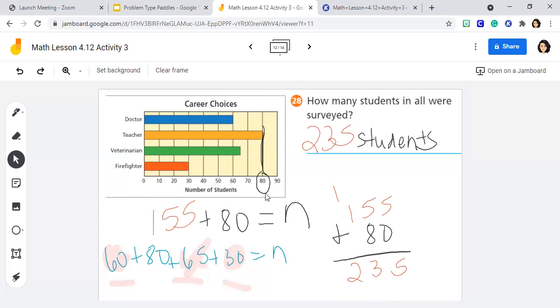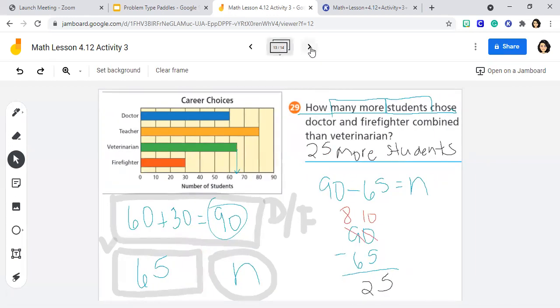The other strategy that I could have done was not use number 27. And honestly, if I had used this strategy instead of using my previous answer, I might have noticed my mistake sooner. 60, which is our doctor, plus 80, which was our teacher, plus 65, our veterinarian, plus 30, our firefighter, would also give us the number. But I wanted to do a little bit less work and I wanted to use what I already knew. I'm glad that I found that before I posted everything.